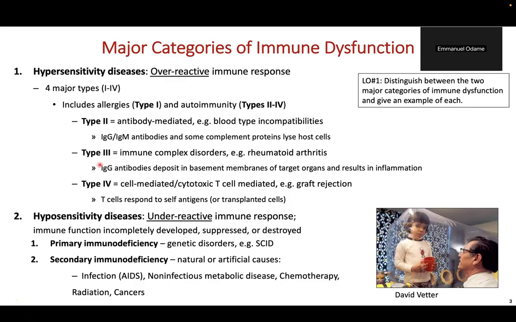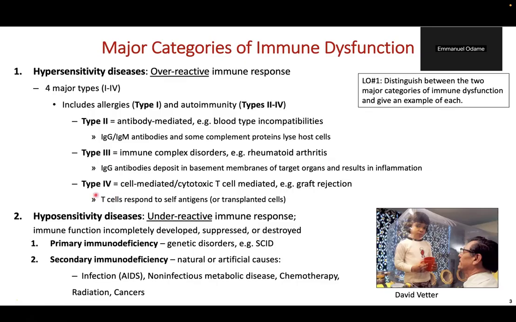And then type 3 is immune complex disorders. An example is rheumatoid arthritis. Basically, when your immune cells decide to attack your joints. And what we normally see is that we have IgG antibodies being deposited in the basement membrane of the target organs, resulting in inflammation. So you realize that people who have arthritis will be like, "Oh, I have pain in my joints and there's inflammation over there." This is basically resulting from the IgG antibodies depositing there, causing inflammation.